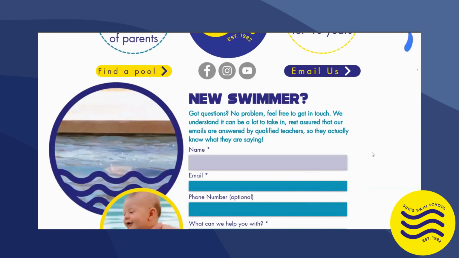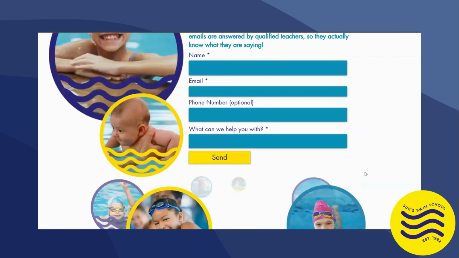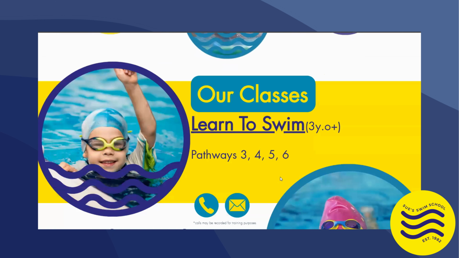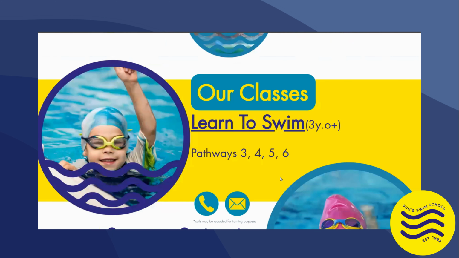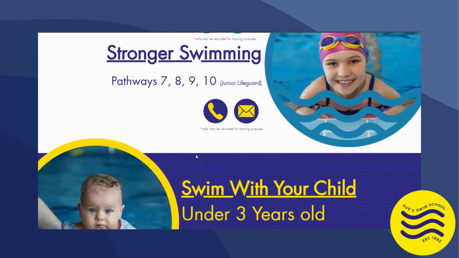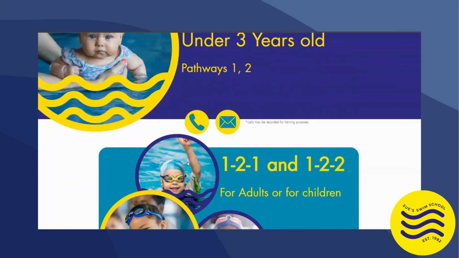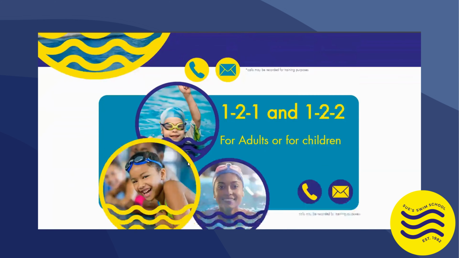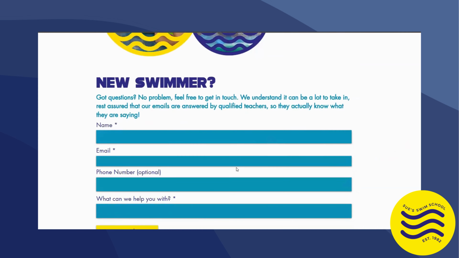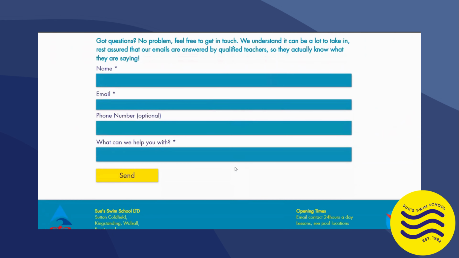So when we scroll down, there's some information there for new swimmers. Go down a little bit further, and you can see lots and lots of information about the different classes. Again, the information there tells you the pathways that we run, weaker swimmers, stronger swimmers, and so on. And then there are lots of small, quick buttons that can take you through to a phone call if you're doing it on a mobile phone, or can take you through to drop us an email. Again, a bit more information there for new swimmers.